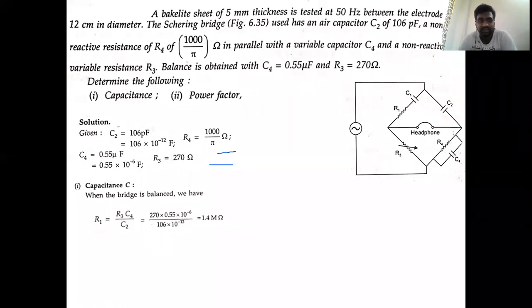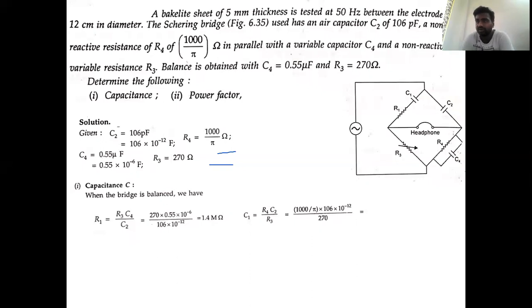Let me next calculate the value of C4. What is the value of C4? That is R4 C2 divided by R3. The value of C1 is nothing but R4 C3 divided by, sorry, R4 C2 divided by R3. Substitute the values. We know the value of R4 is 1000 divided by pi. The value of C2 is 106 into 10 to the power of minus 12. R3 is 270. These are the values. Solve the expression and post your answer in the chat.